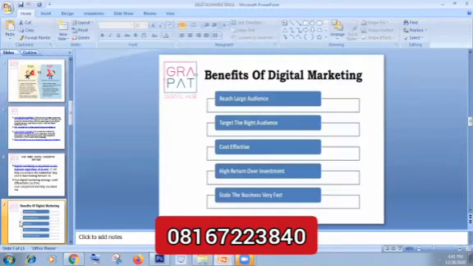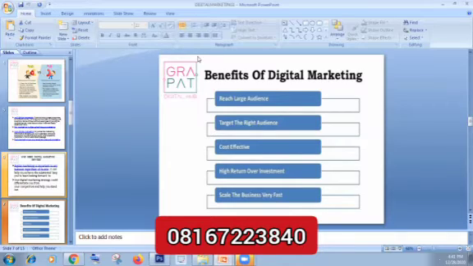So now I want to look at the benefits of digital marketing. The benefits of digital marketing: one, it reaches a large audience; it targets the right audience; it is cost effective; it has high return on investment; and it scales the business very fast. Now let me explain each point. First, it reaches a large audience.